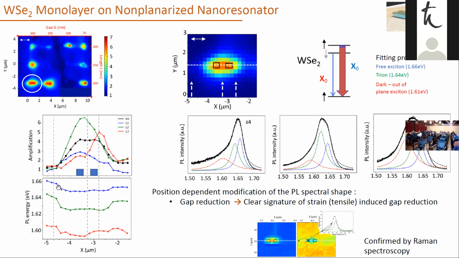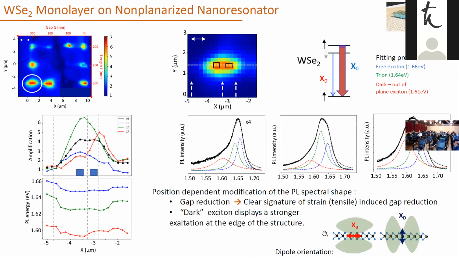What we see here is that over the antenna, there is a clear decrease in energy of the emission for the free peak, meaning that there is a gap reduction at this position. So this is a clear signature that there is strain, of course, in this system, a tensile strain. And this is also confirmed by Raman spectroscopy, where we see a shift in the Raman peak. So this means in this system there is excitonic drift that will take place, and there may be some antenna effect, but it will be hard to distinguish one from the other.